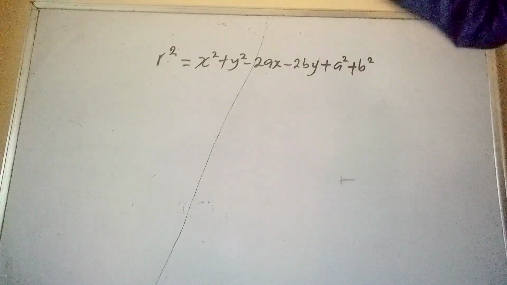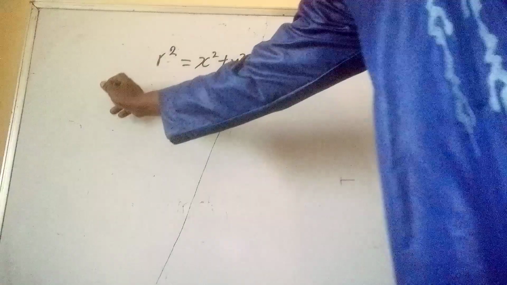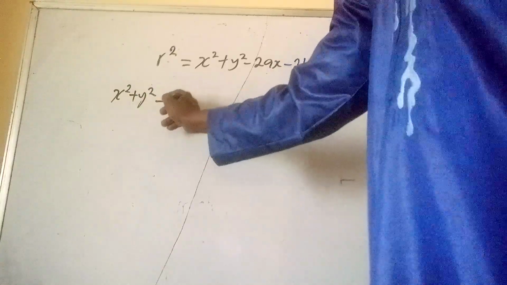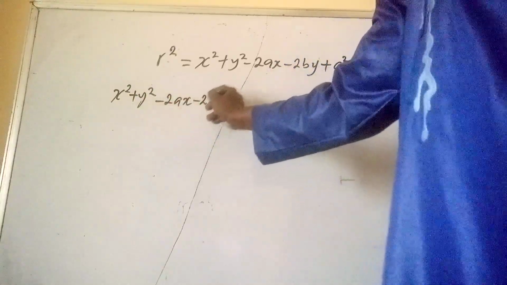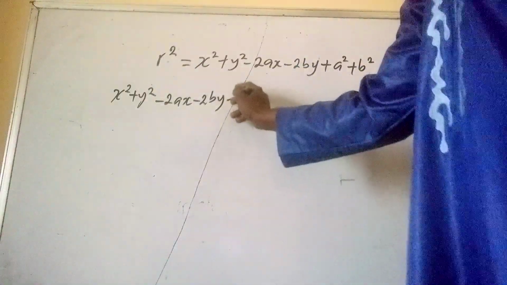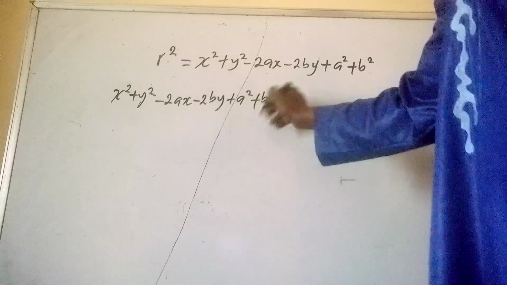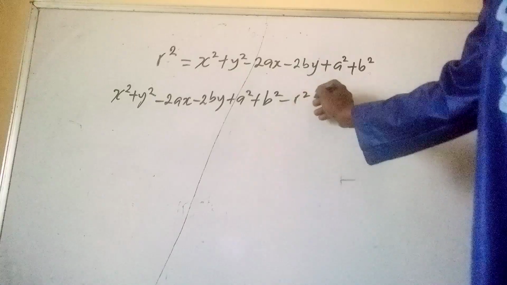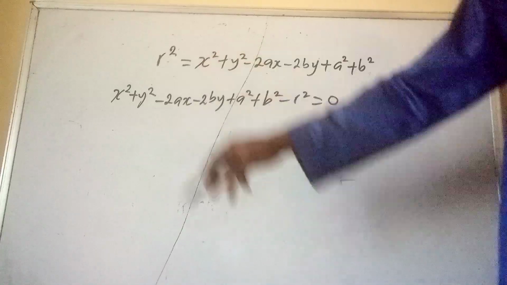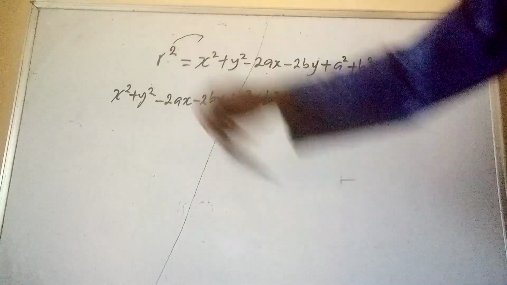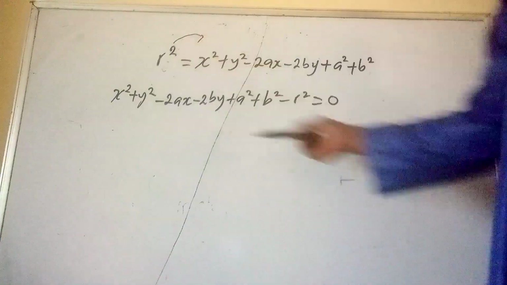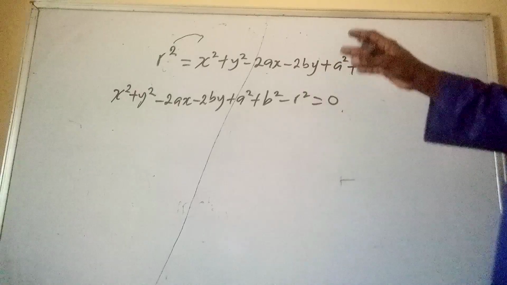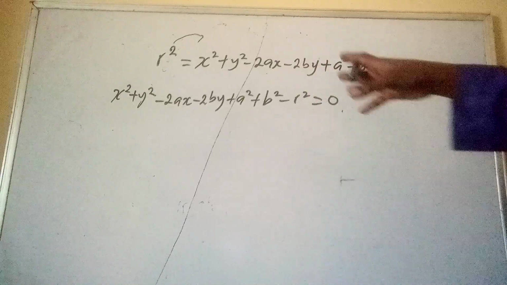Now let's make everything equals to 0. That means we are going to have x squared plus y squared minus 2ax minus 2by plus a squared plus b squared minus r squared equals to 0. I have transferred r squared to the other side. So this 0 that is supposed to be here is what I wrote here now. Alright, so this is what we call general equation of a circle. But this can be reduced.